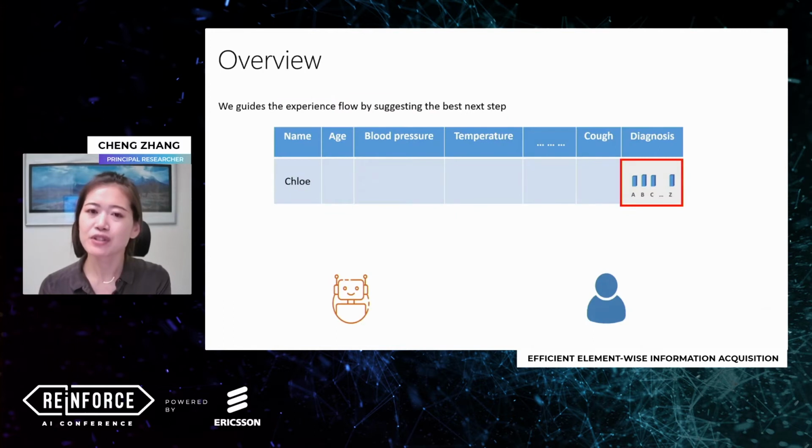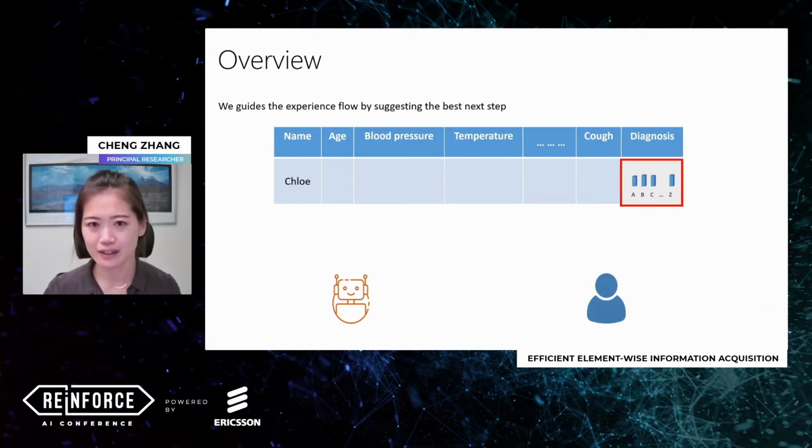So in this project, we really want to create a machine learning solution that behaves like Bob. We want an automated solution, making decisions in a personalized way, and providing this experience flow by suggesting the best next step. Like the best next step is taking the temperature in the previous scenario.